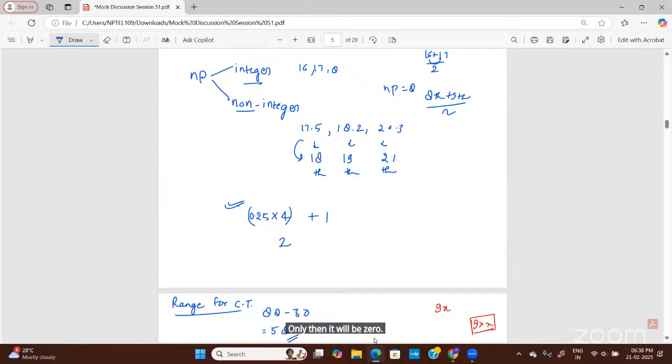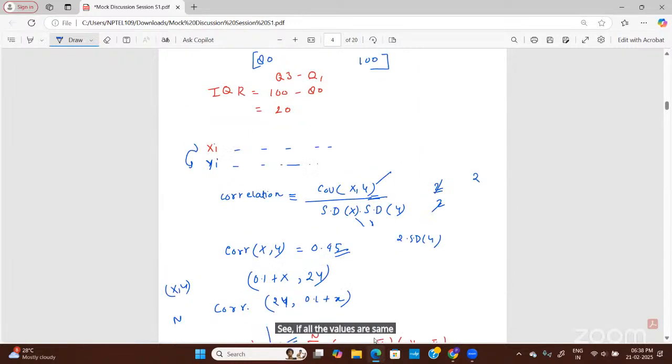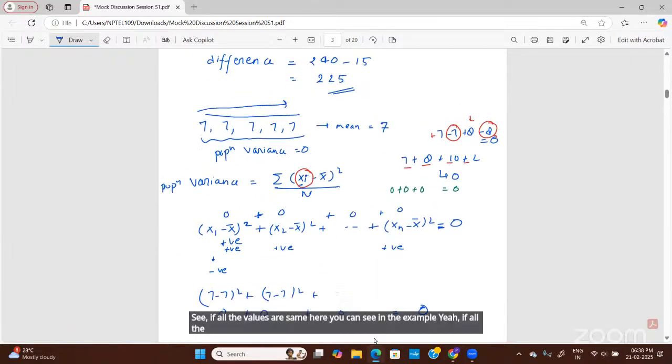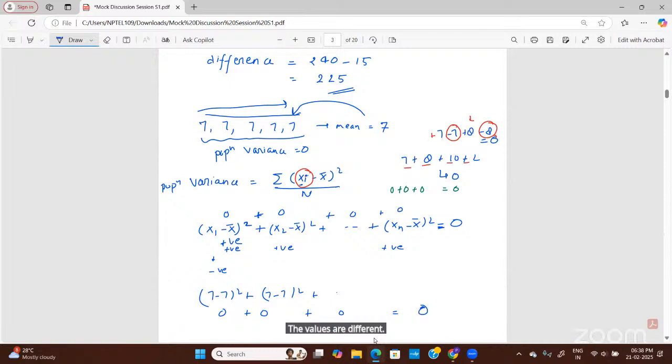See, if all the values are the same, here you can see in the example, if all the values are the same, in that case only the mean will also be equal to that value only. If the values are different, that's why I'm saying, that's why I'm saying, ma'am. I was referring to this point only.